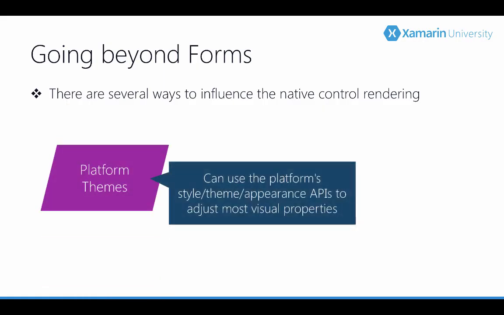So now that we understand how the rendering system works, let's talk about how we can influence it. And there are three dominant ways we can control the native control rendering. First, we can take advantage of the platform's theming capabilities. All three platforms support the ability to define an application theme, and this dictates common colors, fonts, and other visual characteristics. And it's a little bit different on each platform.